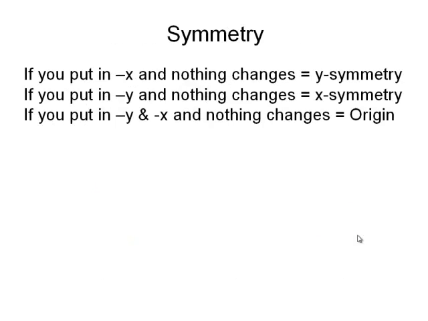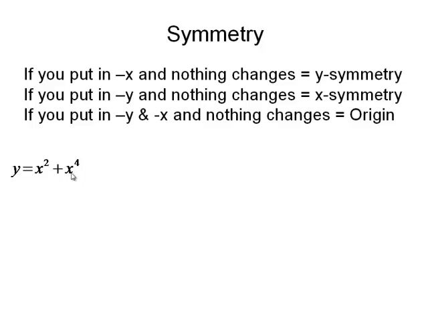Okay, symmetry. Symmetry has to do with the same on both sides of something. If you put in a negative x and nothing happens, then you have y symmetry. If you put in a negative y and nothing happens, you have x symmetry. And if you change both of them, you have what's called origin symmetry. It's the same on both sides of the origin.